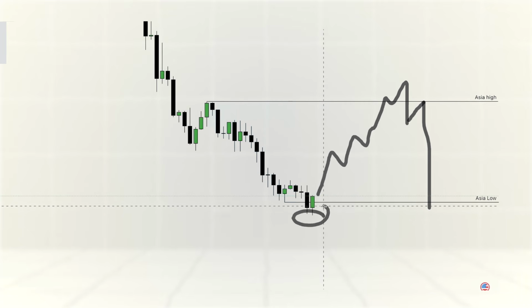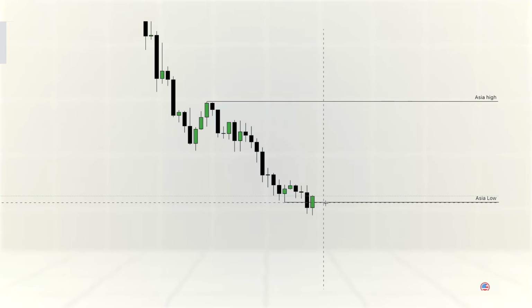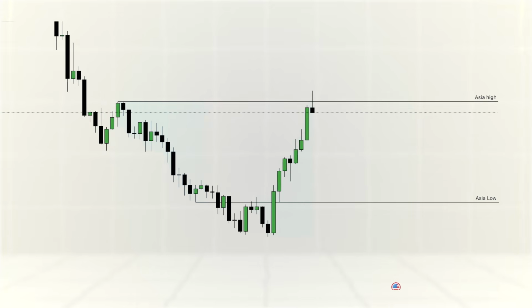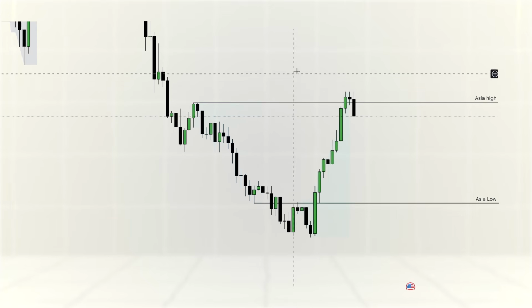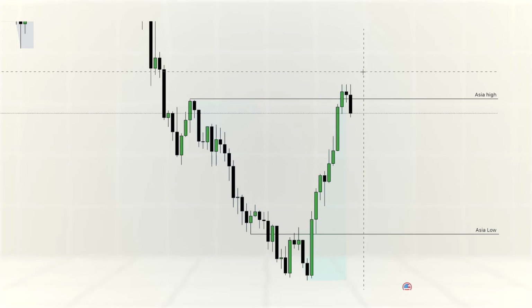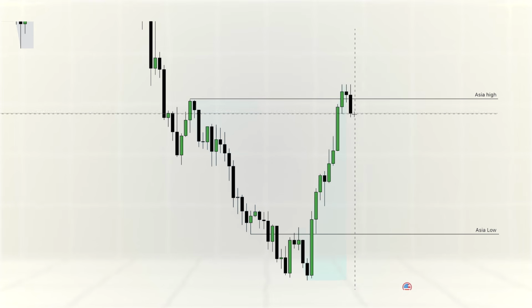Here, we can see that the market has taken out the Asian high, but this is a very important point that you need to understand. Just because price closed above the Asian high and then came back and closed inside the range does not mean we can immediately enter a trade. Taking a position here would result in a losing trade. You cannot trade this setup that way.